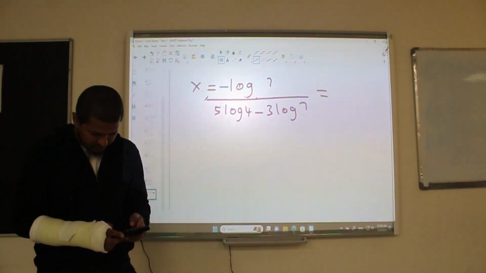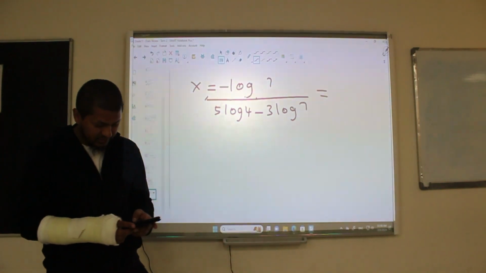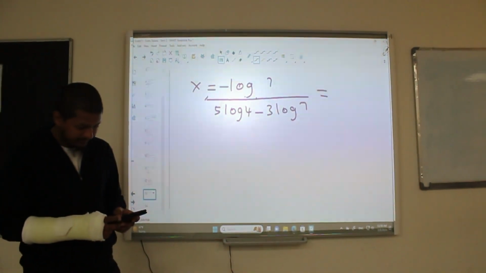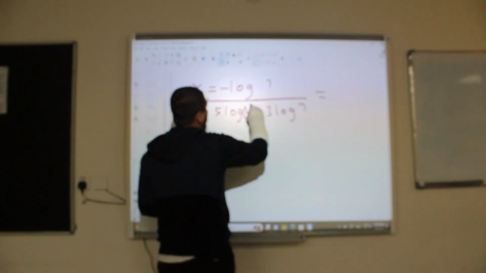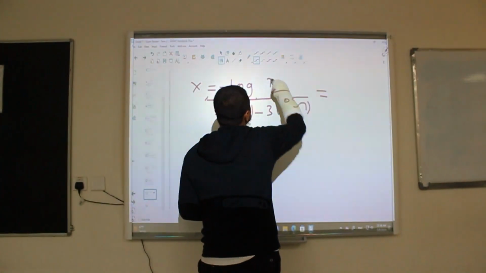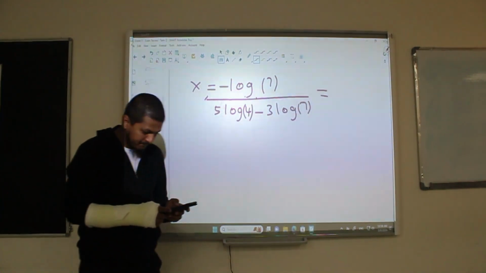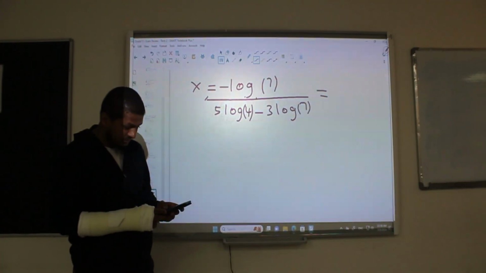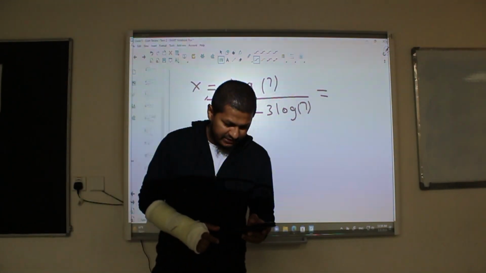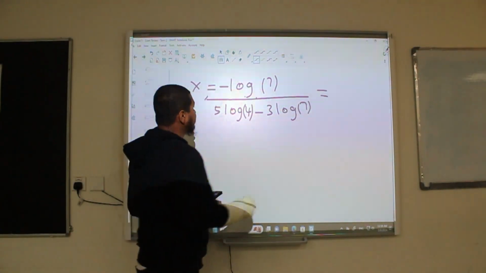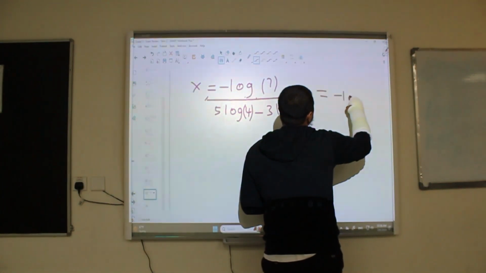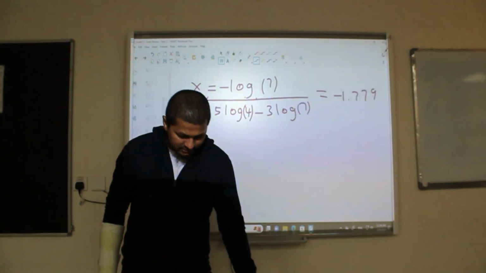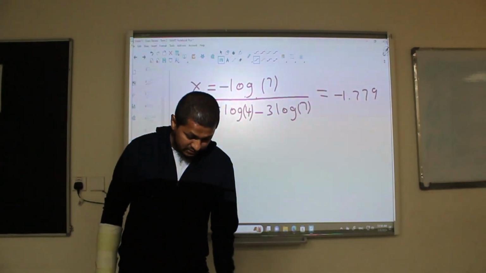We add it to log 7. You got 5 log 4. Make sure to put parentheses when you are working it out on the calculator. Minus 3 log 7. So I'm getting an answer of negative 1.779. I hope you understand this. Don't forget to leave comments below.